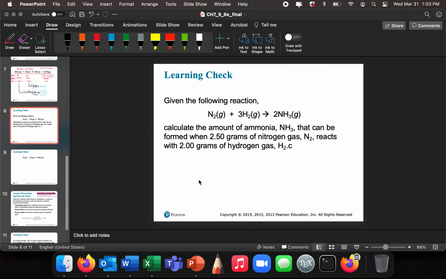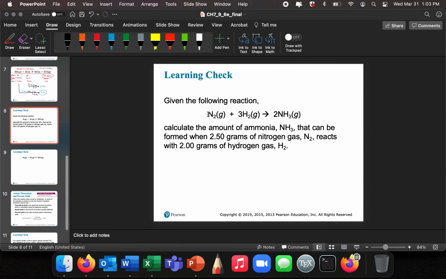Okay, as promised, we're going to do another learning check for limiting reactants, and then we are going to talk about yield. That is, how much are we actually going to make? Looks like I have an extra C here at the end. Not sure how that came about, but let's look at this question here.